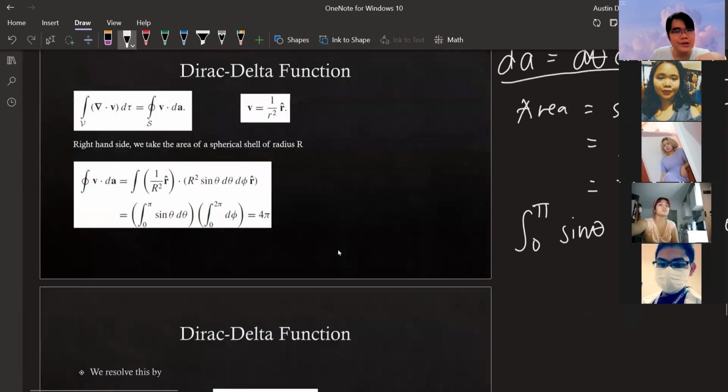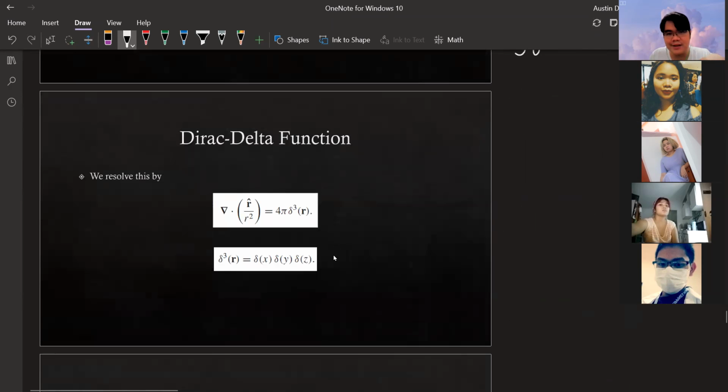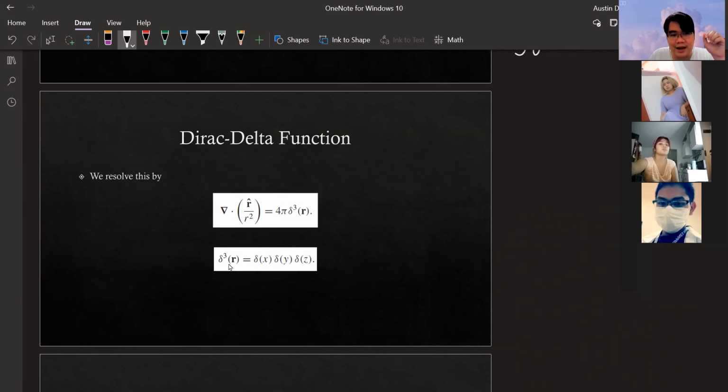Okay. So, mathematicians resolved this, si Dirac. So, we have the Dirac delta functions, and it is defined in this way. Okay, so the divergence ng r hat over r squared will be 4 pi times the Dirac delta, yung cube niya, with respect to r. O yung r mo will be yung kung ano mang coordinate system na ginagamit mo. And in this case, pwede natin siya isulat as yung x, y, z. Okay, what does this do? Kung hindi natin alam yung definition ng Dirac delta.